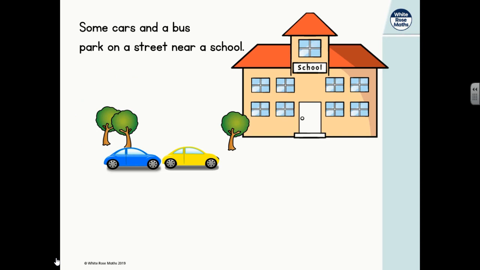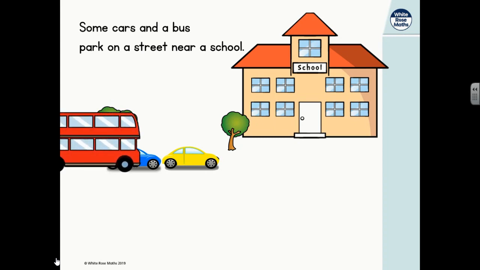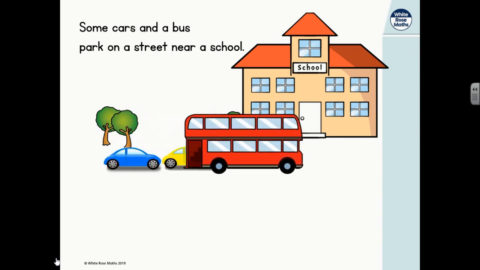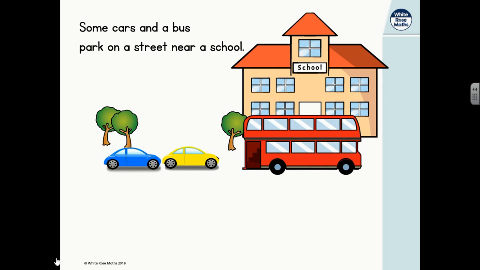Some cars and a bus park on a street near a school. You shouldn't really park on streets near schools, should you? But there's no yellow lines here, so they're okay. A bus comes along. When the bus stops next to the cars, can you see that the length of the bus is exactly the same as the length of 2 cars? Each car is 2 meters long.